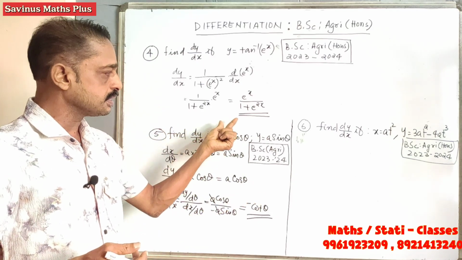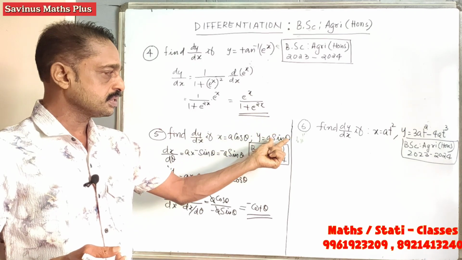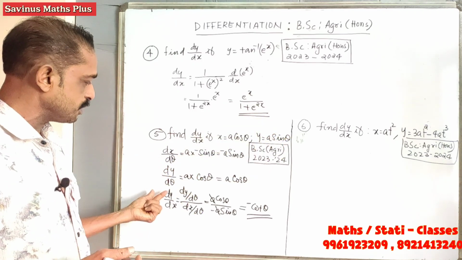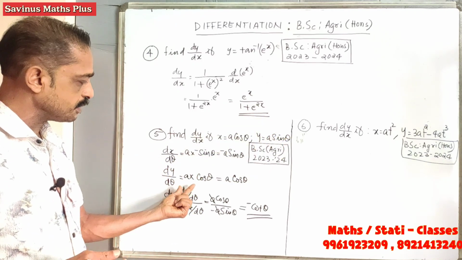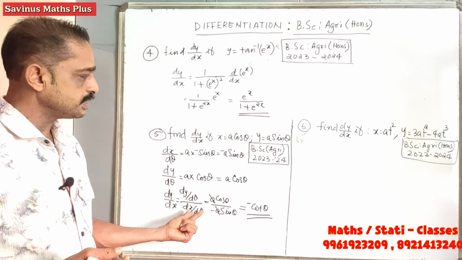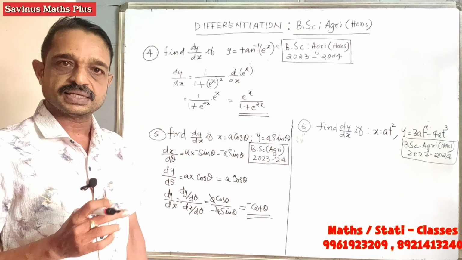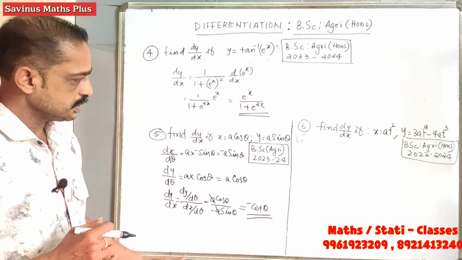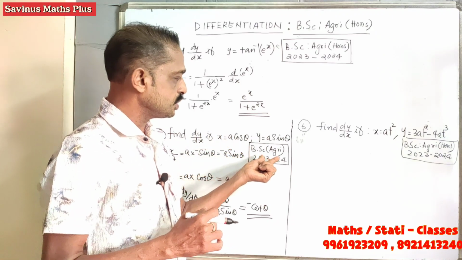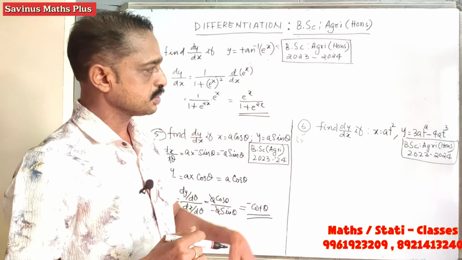So here x is equal to a cos theta and y is equal to a sin theta. So how will you find dy by dx? Dy by dx is dy by d theta divided by dx by d theta. Here theta is the parameter. Now again this is a question of 2023-24. Let us go to the next question.